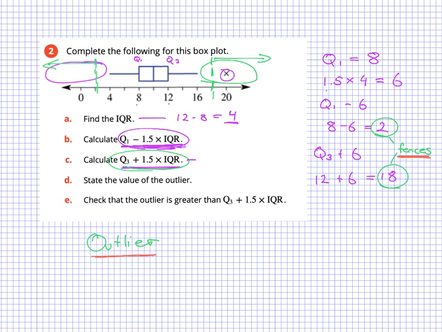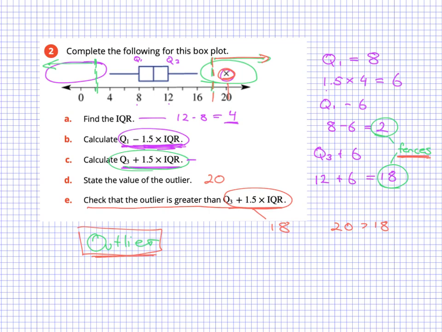All right, so have a look at our piece of data up here. There is an X. It is outside the fence of 18. It is at the value of 20. So we can see that the outlier is 20. All right, have we checked that it's greater than this value here? Well, this value here was worth 18, wasn't it? And 20 is greater than 18, so therefore it is actually an outlier.